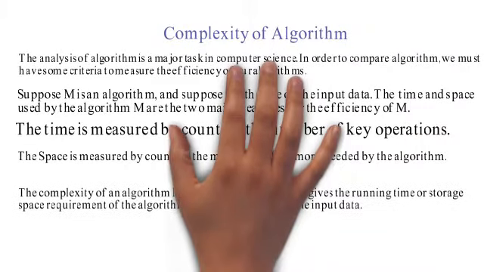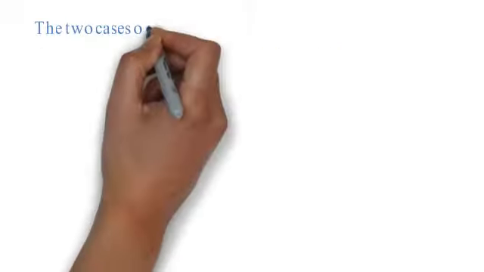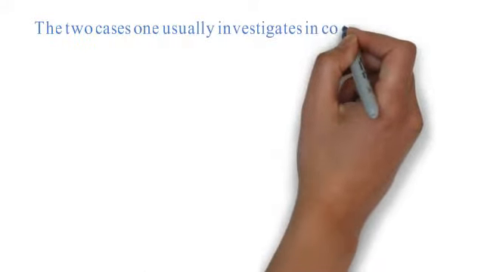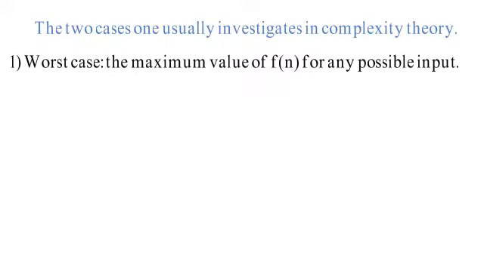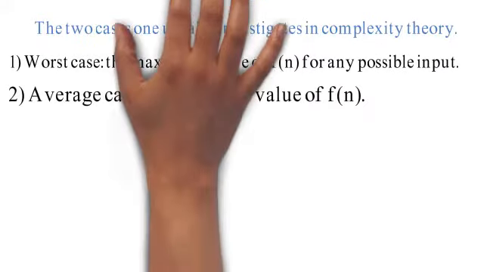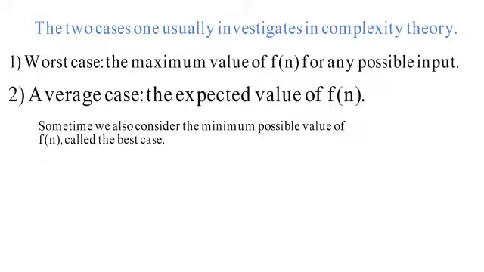The complexity of an algorithm M is the function f(n), which gives the running time or storage space requirement of the algorithm in terms of the size n of the input data. There are two cases one usually investigates in complexity theory. Worst case, the maximum value of f(n) for any possible input. Average case, the expected value of f(n). Sometimes we also consider the minimum possible value of f(n), called the best case.